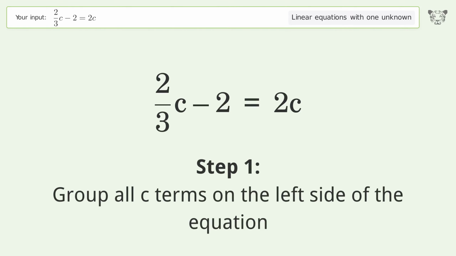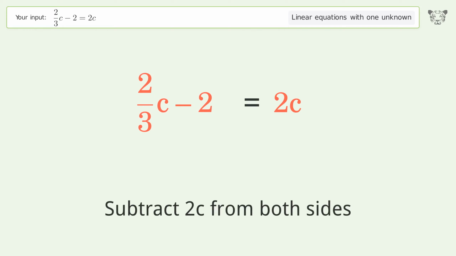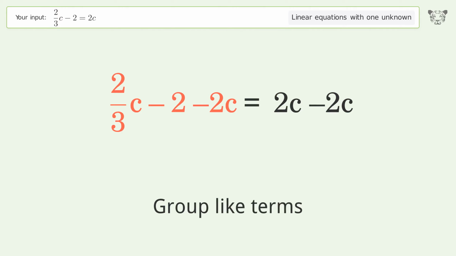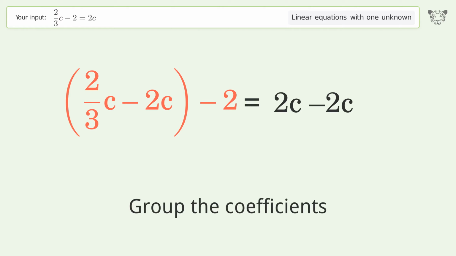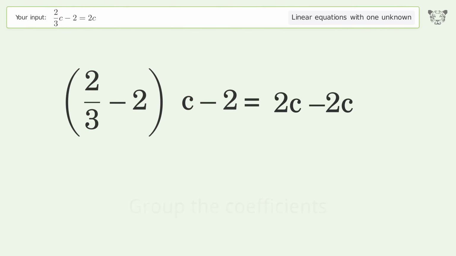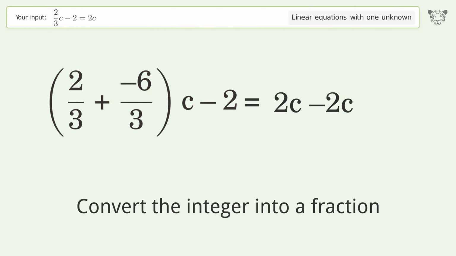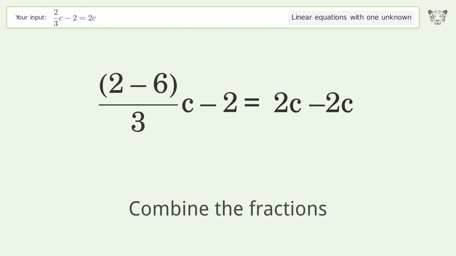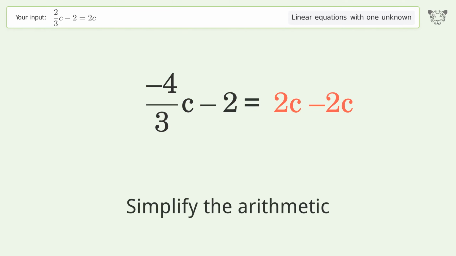Group all c terms on the left side of the equation. Subtract 2c from both sides. Group like terms. Group the coefficients. Convert the integer into a fraction. Combine the fractions. Combine the numerators. Simplify the arithmetic.